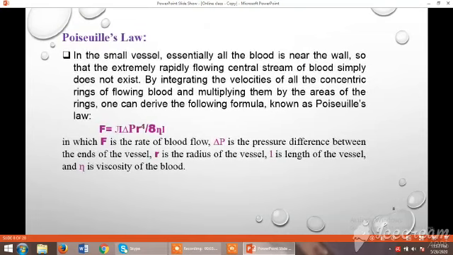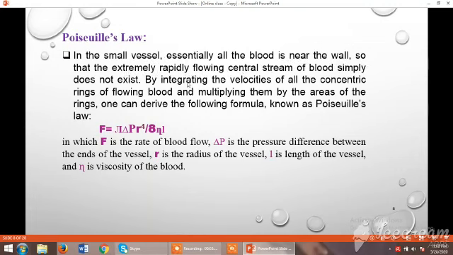Now, this is Poiseuille's law. It is important. Actually, if I say this a little in Bengali: the rapidly flowing central stream, actually there is almost none of it, because at the vessel wall the edge flow is so slow. In small vessels, essentially all the blood is near the wall, so that extremely rapidly flowing central stream of blood simply doesn't exist.